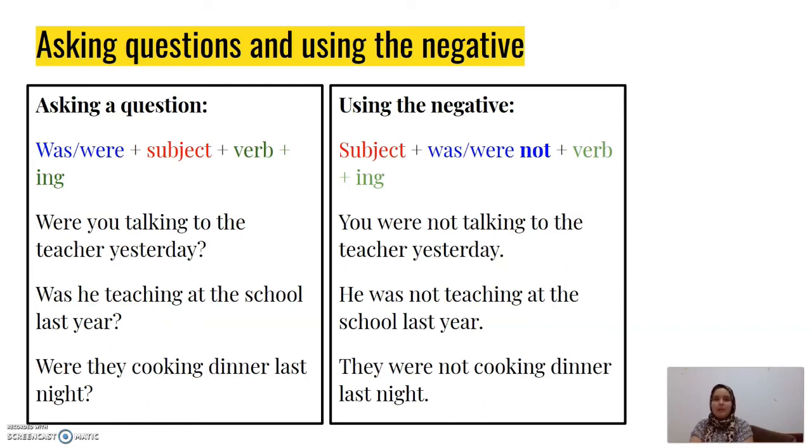For the negative, use the subject plus was or were not, plus the verb plus ing. You were not talking to the teacher yesterday. He was not teaching at the school last year. Again, be careful with subject-verb agreement.